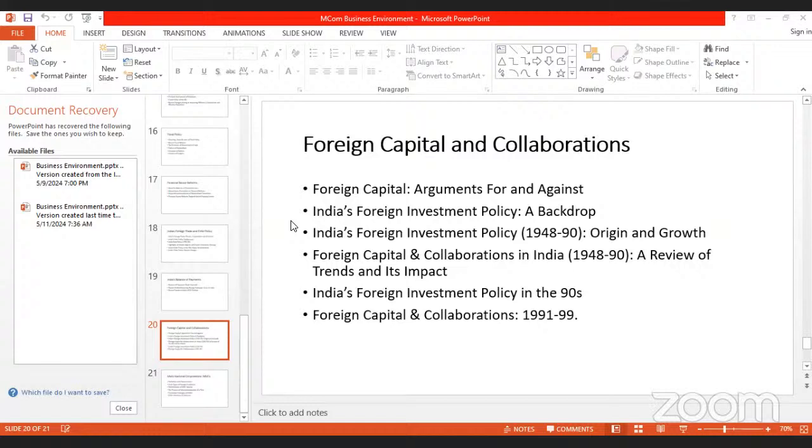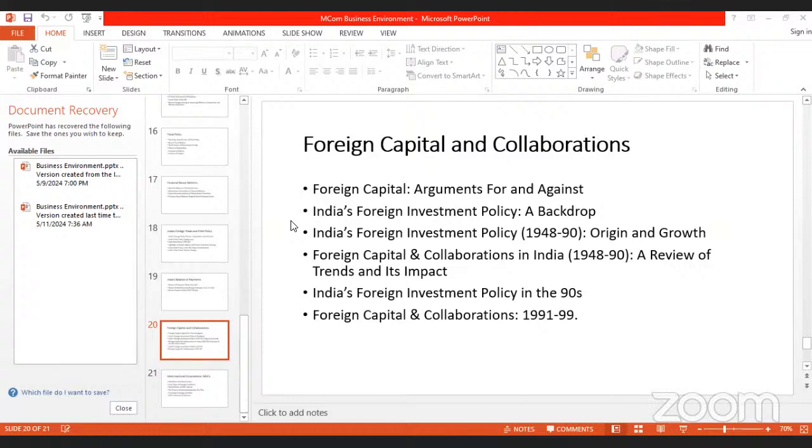Quickly review them. Not the trends, but the impacts. Trends were selective entry, joint ventures, and limited MNC presence. And the impacts were technology and skill development, industrial growth, export growth, and regulatory challenges.